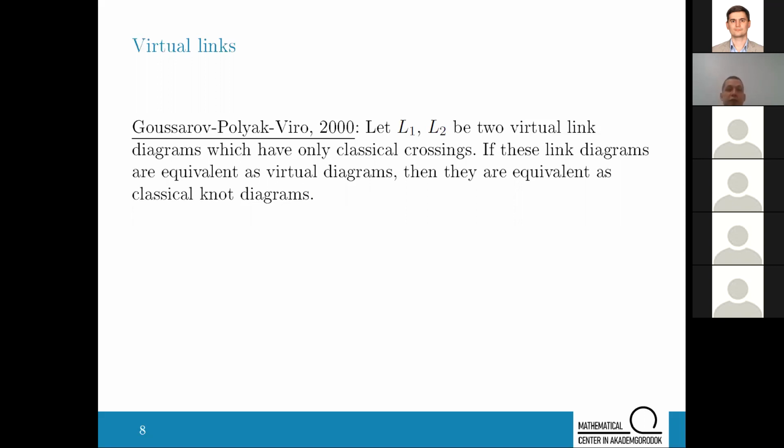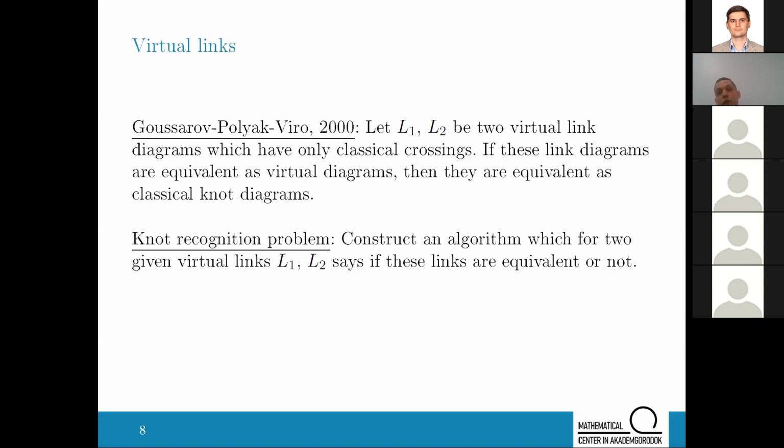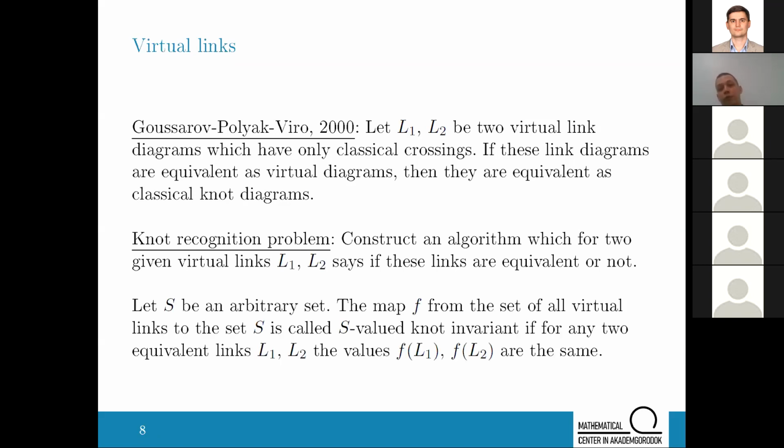So in other words, this theorem says that classical knots and classical links are sitting inside virtual links, and classical knot theory is less general than virtual knot theory. From this point, it's of course important to study the knot recognition problem for virtual links, because if you can solve it, then you can solve it for classical links. The most common way of working on this problem is to construct invariants. And since we already know that the quandle for classical links is, let's say, the most powerful invariant for classical links, it's reasonable to try to generalize this quandle to virtual links.